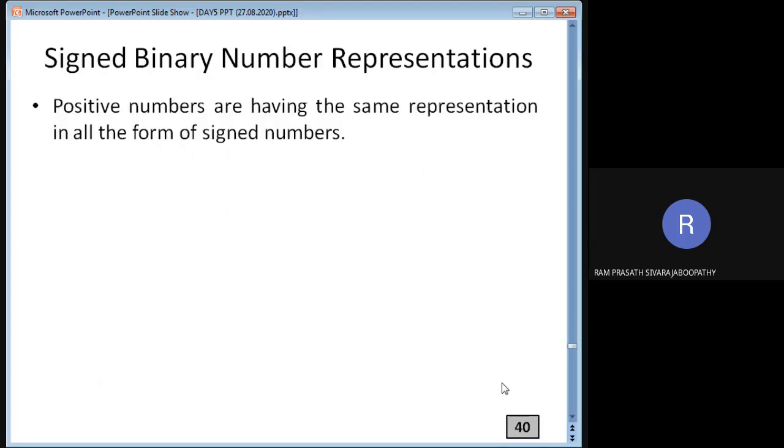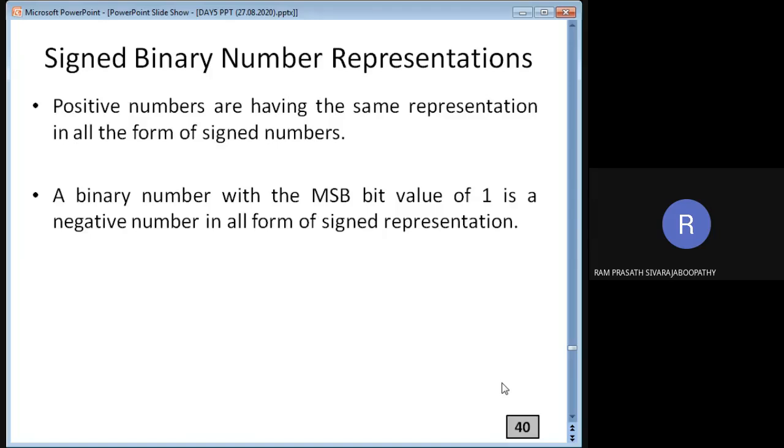So what are the things we are concluding here? Positive numbers are having the same representation in all the forms of signed number representation. Okay, then a binary number with MSB value of 1 is a negative number in all forms of signed representation.